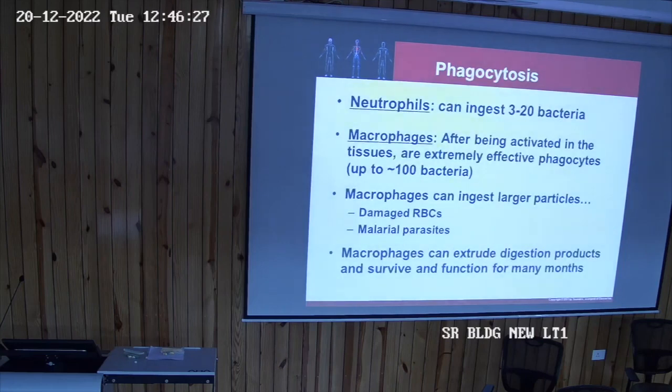Difference between neutrophil and monocyte. The function of neutrophil is also phagocytosis and the function of monocyte is also phagocytosis. But the terminology for monocyte is macrophage. The difference lies in their lifespan. Neutrophils can ingest 3 to 20 bacteria, and macrophages can ingest up to 100 bacteria. After being activated in tissue, they are extremely effective phagocytes.